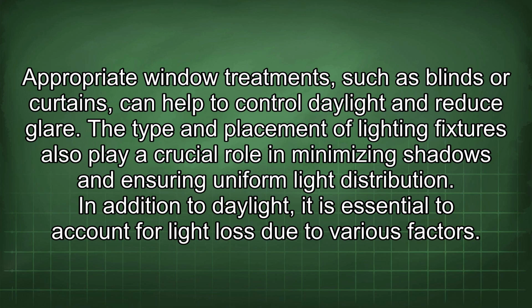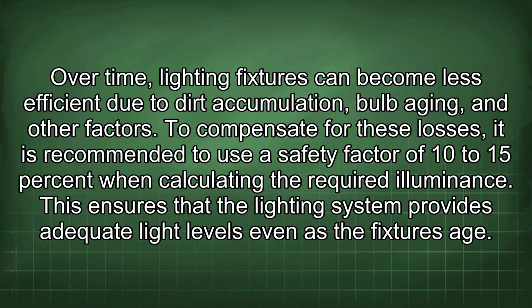In addition to daylight, it is essential to account for light loss due to various factors. Over time, lighting fixtures can become less efficient due to dirt accumulation, bulb aging, and other factors. To compensate for these losses, it is recommended to use a safety factor of 10 to 15% when calculating the required illuminance. This ensures that the lighting system provides adequate light levels even as the fixtures age.